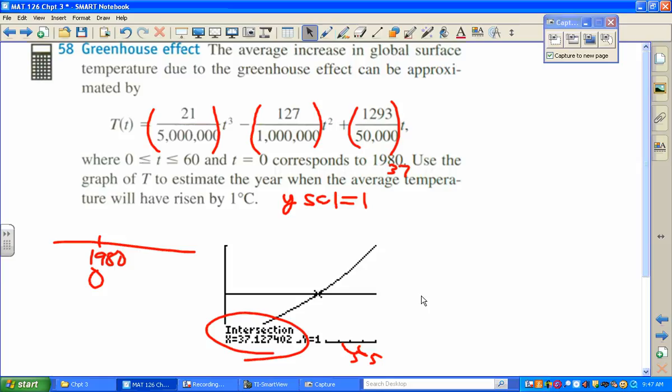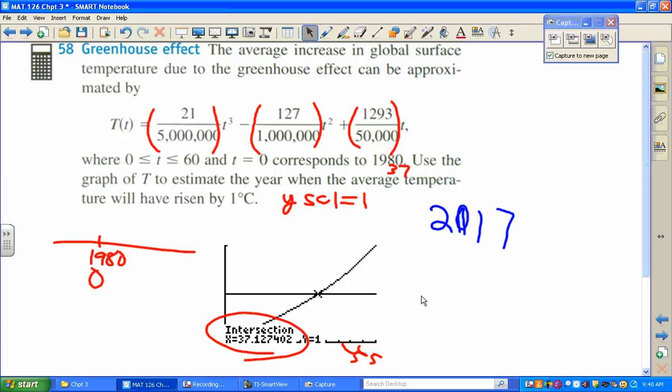Good. William? 2017. So based on this data, in 2017 the average temperature has gone up by 1 degree Celsius. Not centigrade, Celsius. That's awesome. Okay? I didn't know you could do that.